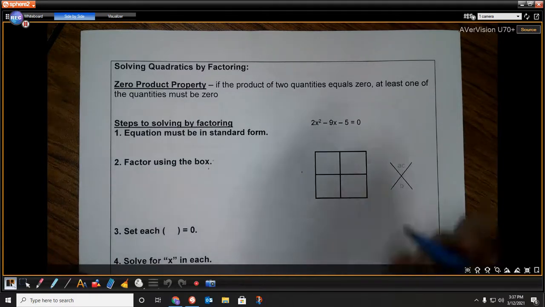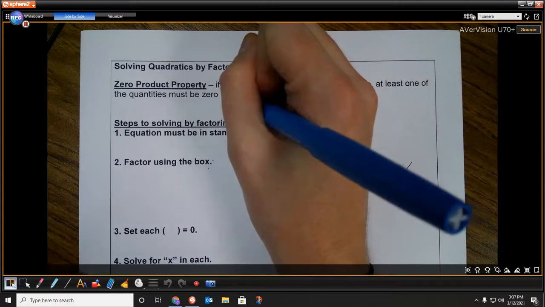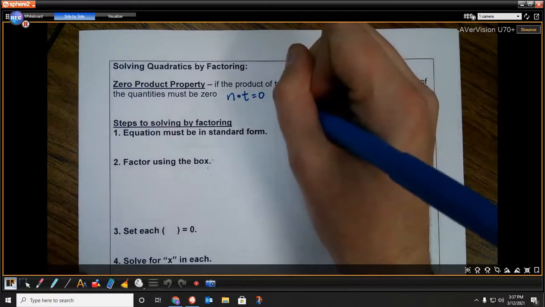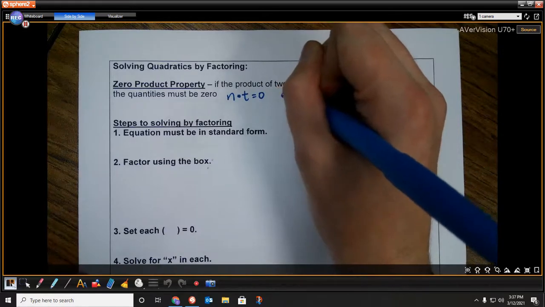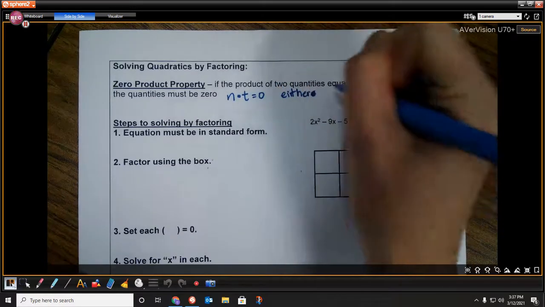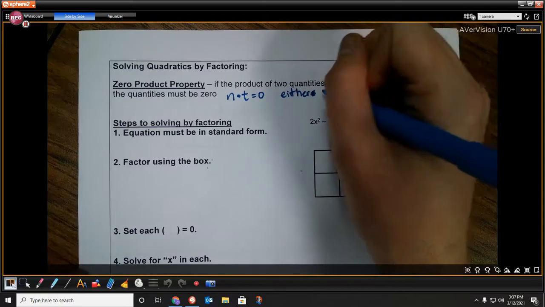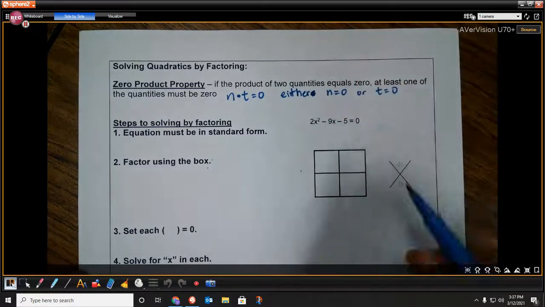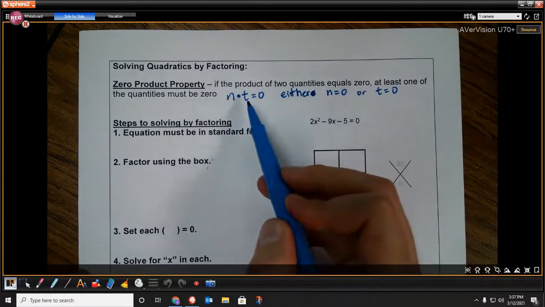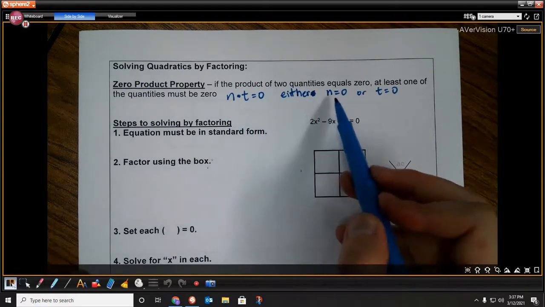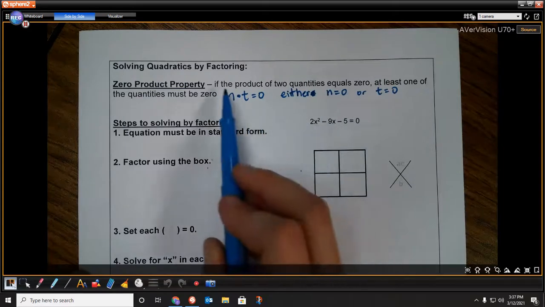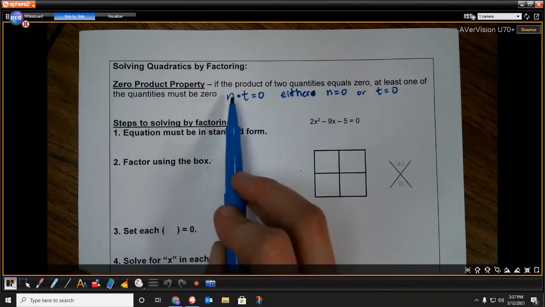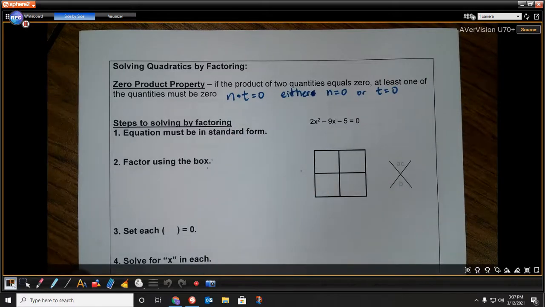So for example, if we had n times t is equal to 0, then either n would equal 0 or t would be equal to 0, right? So if n times t is equal to 0, then either n equals 0 or t equals 0. Because if it was 0 times t, we would get 0, or n times 0 would also give us 0.